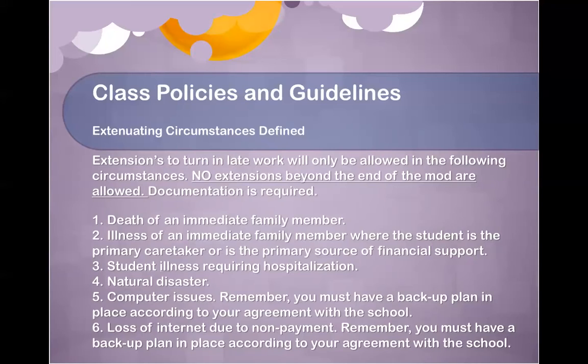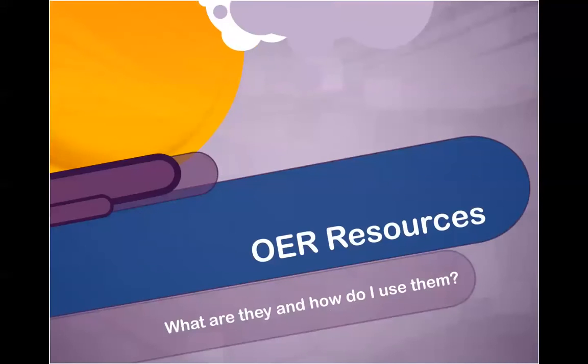Remember, if you have computer issues, you need to have another computer backup plan. That's part of your agreement. And then the other, loss of internet due to non-payment, you're responsible for that too. These online educational, any questions?